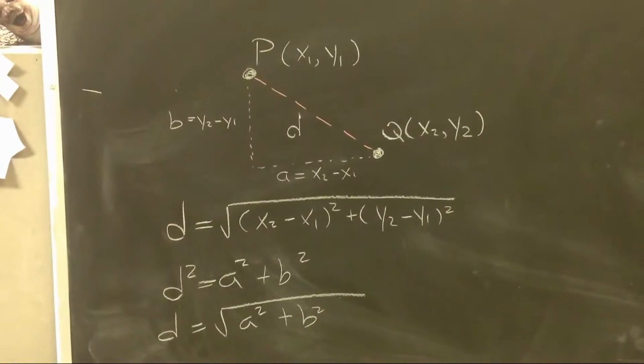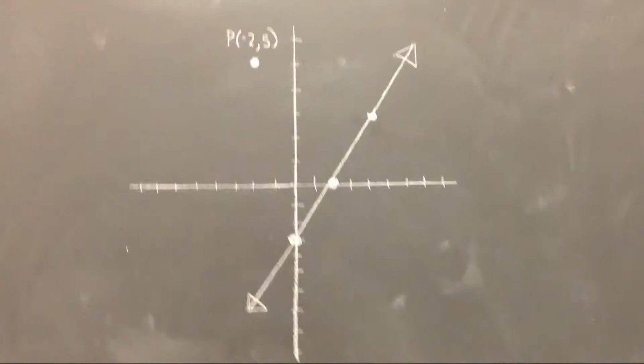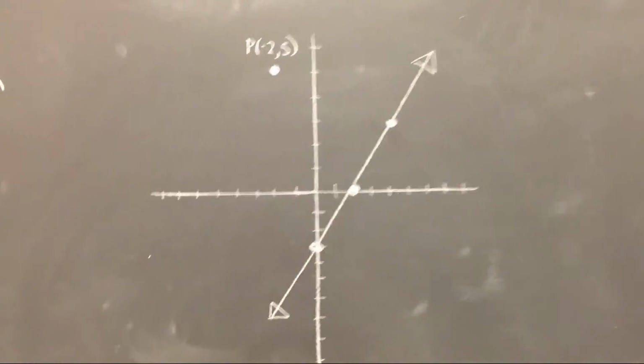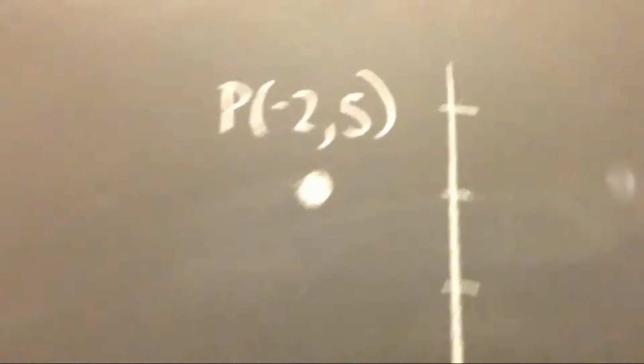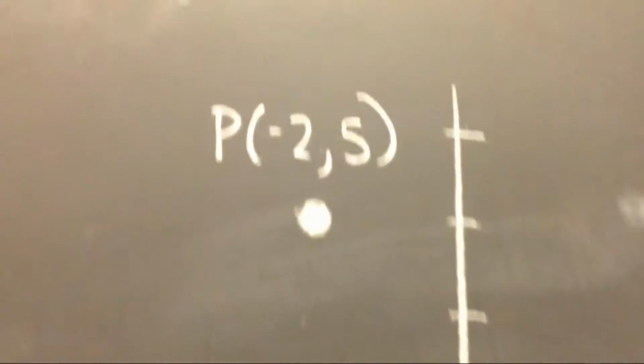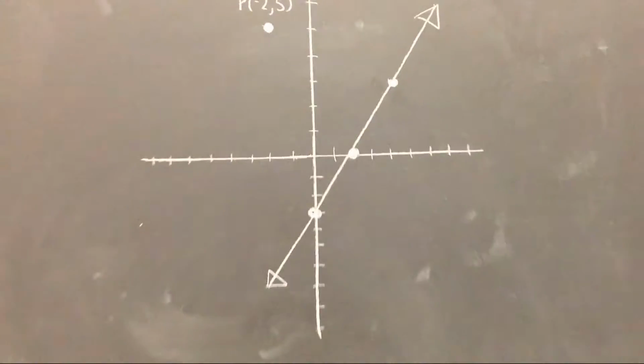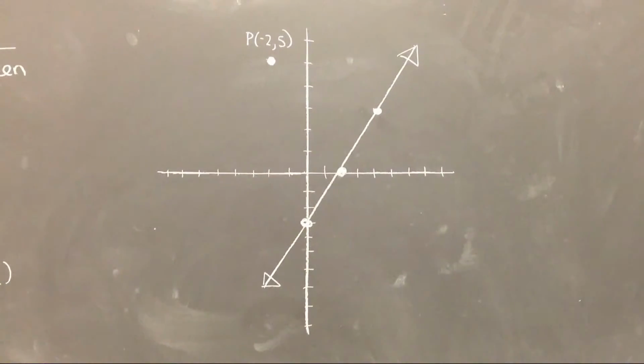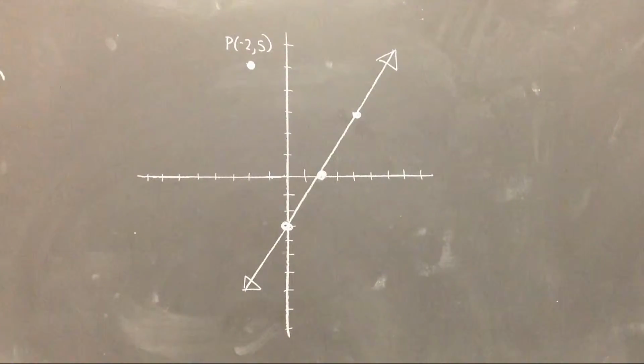Okay, so what I want to do now is I want to take the following situation. I've got a line and a point called P. And P is located at -2, 5. So starting at the origin, left 2, up 1, 2, 3, 4, 5. And there's the point P. I want to find the shortest distance from P to the line, y equals mx plus b.